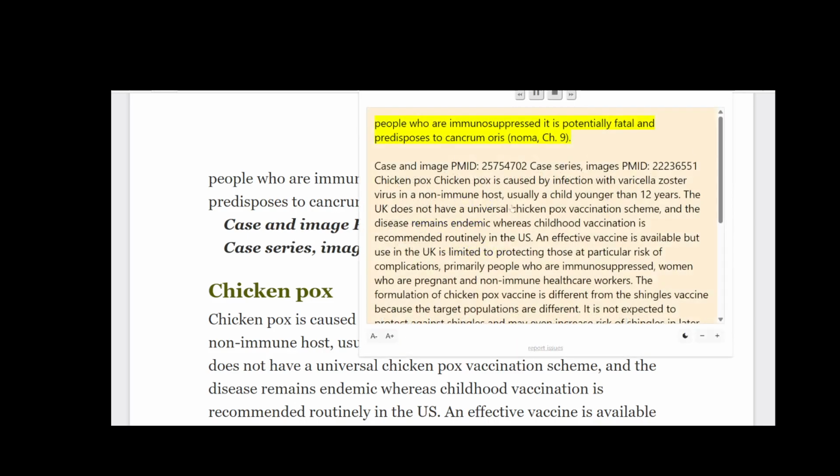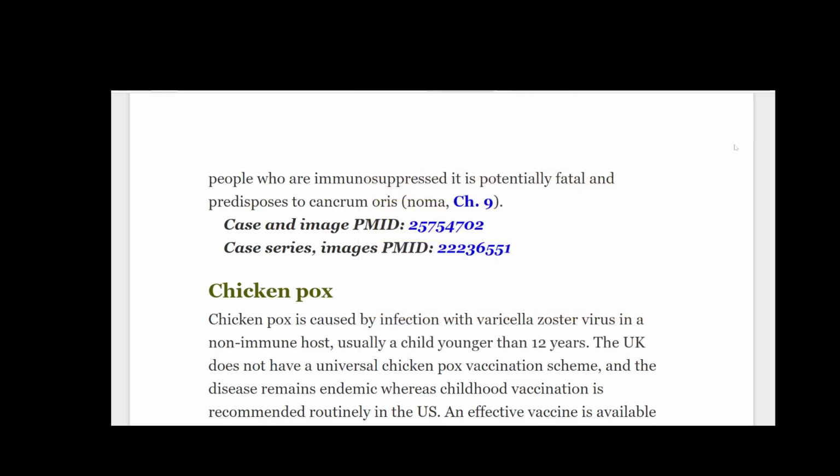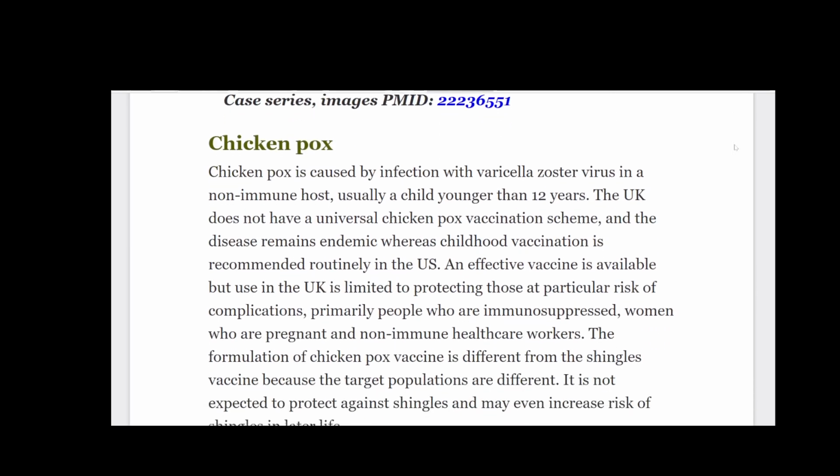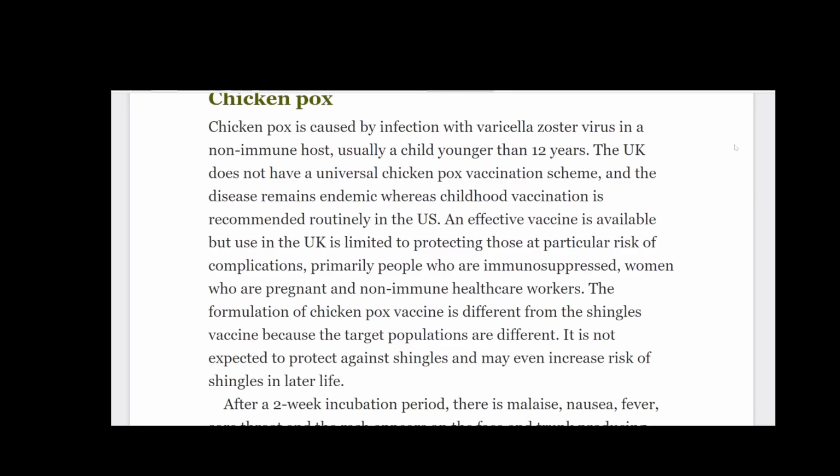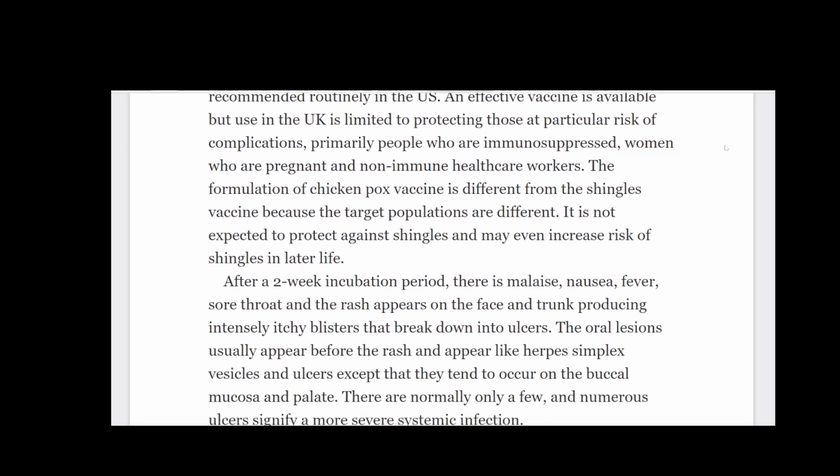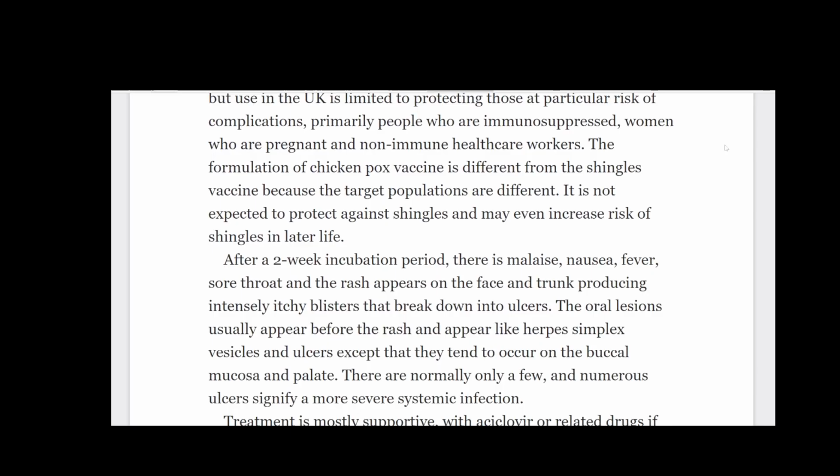Chapter 9. Chickenpox. The UK does not have a universal chickenpox vaccination scheme, and the disease remains endemic, whereas childhood vaccination is recommended routinely in the US. An effective vaccine is available, but use in the UK is limited to protecting those at particular risk of complications, primarily people who are immunosuppressed, women who are pregnant, and non-immune healthcare workers. The formulation of chickenpox vaccine is different from the shingles vaccine because the target populations are different. It is not expected to protect against shingles and may even increase risk of shingles in later life.